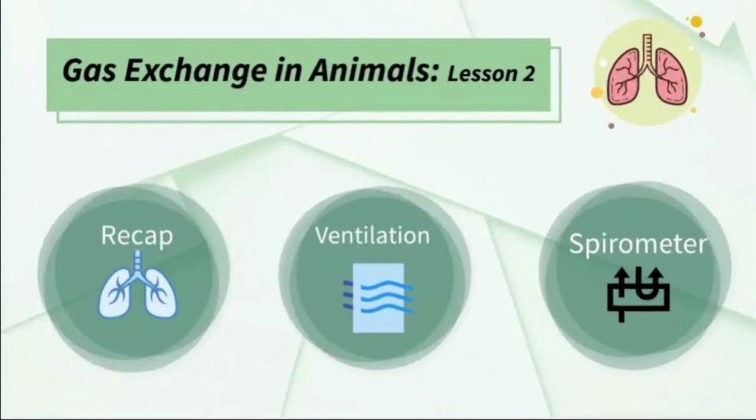Now we're going to look at expiration. So when the line of the graph, the spirometer reading, is coming down, here the internal intercostal muscles contract, whereas the external muscles relax. Therefore, the rib cage lowers back down. The diaphragm relaxes and also moves upwards. This action, in combination with a decrease in the volume inside the thorax, therefore increases the pressure and forces air out of the lungs.